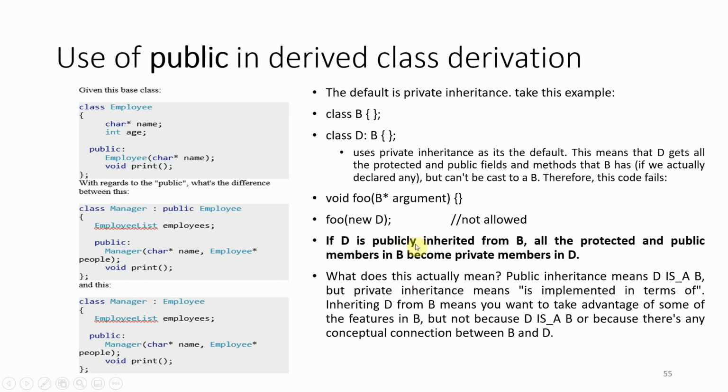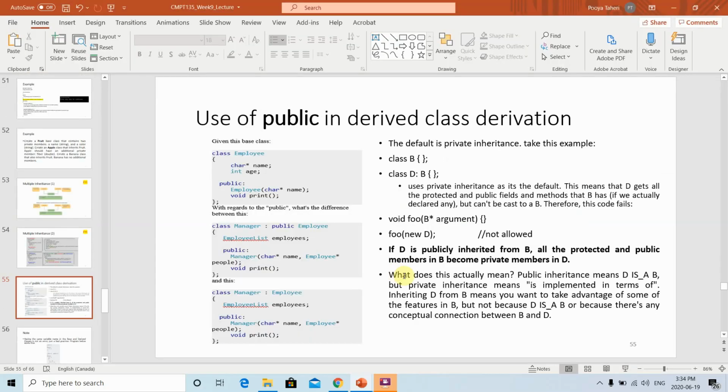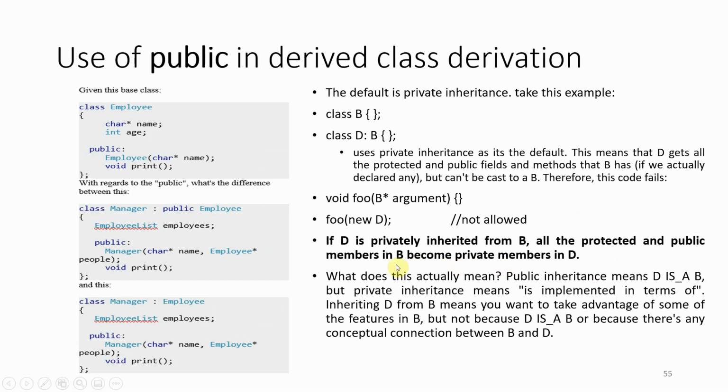Okay, if D is publicly inherited from B, all the protected and public members in B become private members. Sorry, this is wrong. If D is privately inherited from B, all the protected and public members in B become private members in D.